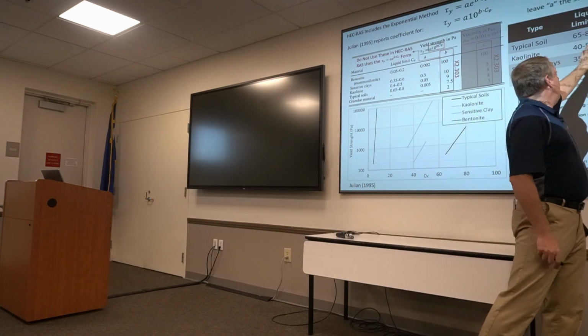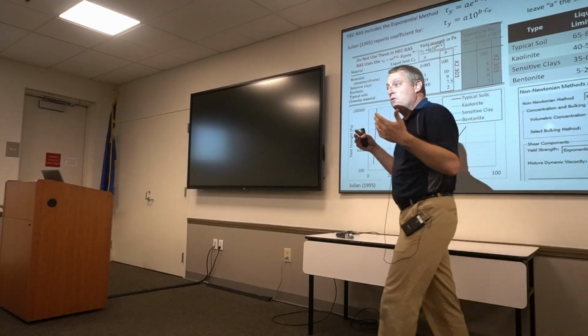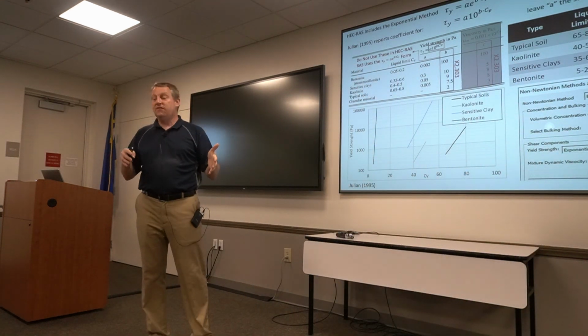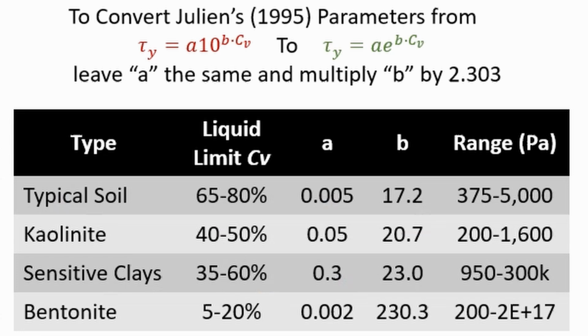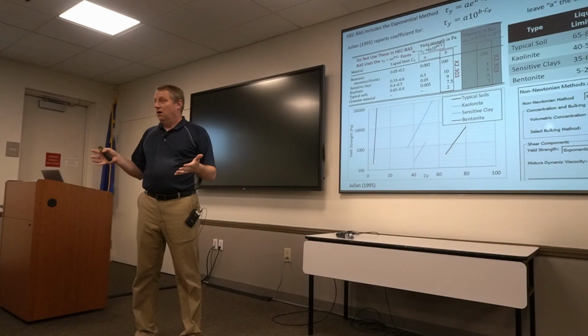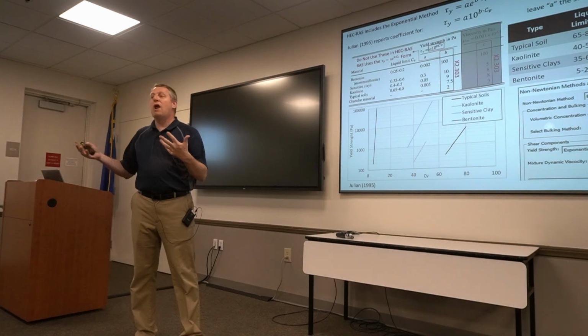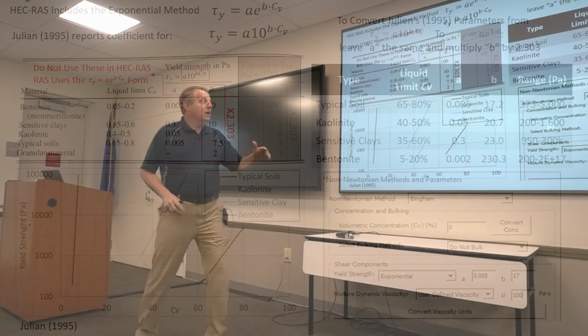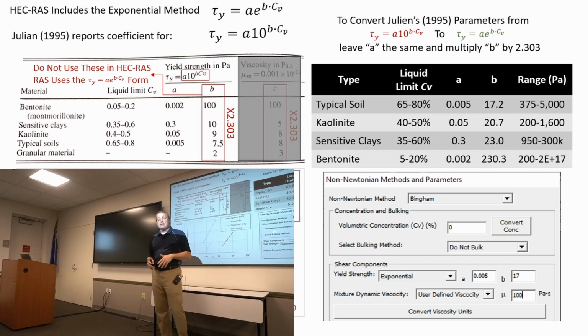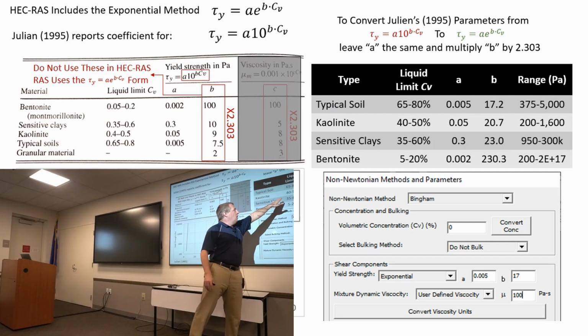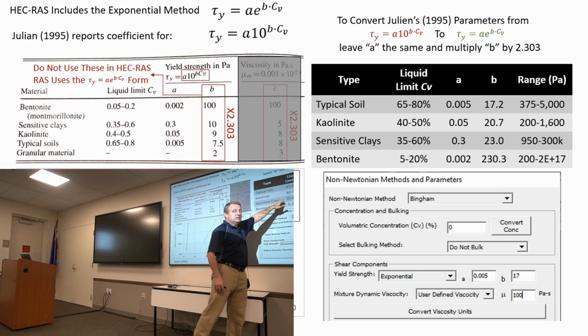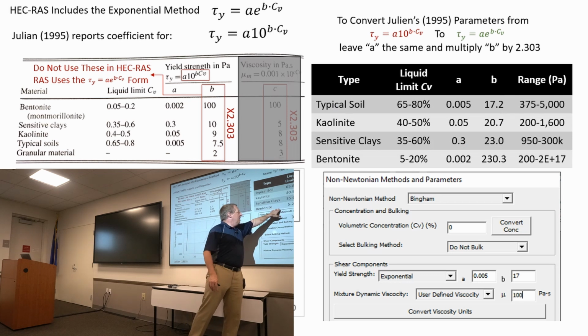And so now, for typical soil, in the range of volumetric concentrations between 65 and 80, we have these parameters that give you the range of yield strengths of about 370 to 5,000, which turns out to be around the range that we're going to recommend. Now, there's some other things going on here. Kaolinite has a bigger range, but for a smaller range of concentrations. It's kind of zeroing in on that threshold. And then bentonite is just bananas.